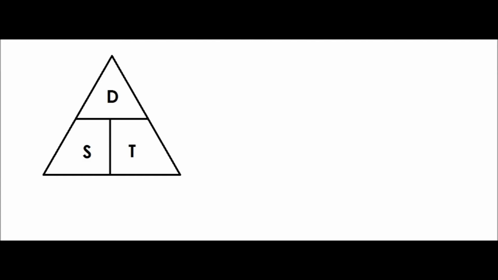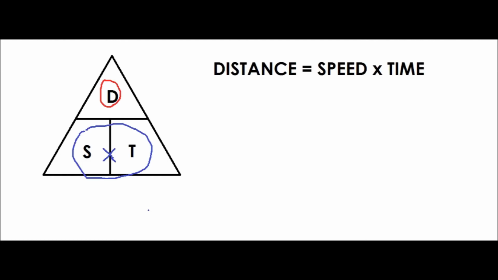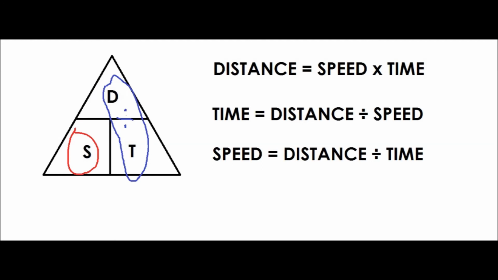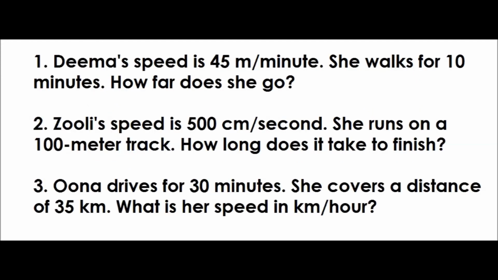Look at this triangle. This might help you to remember the numbers to calculate speed, distance, and time. To find distance, you multiply the 2 letters on the bottom because they are side by side. To find time, you can divide distance by speed because distance is on top and speed is on the bottom. While to get speed, distance is divided by time because again distance is on the top while time is on the bottom. Now let's take a look at some examples.